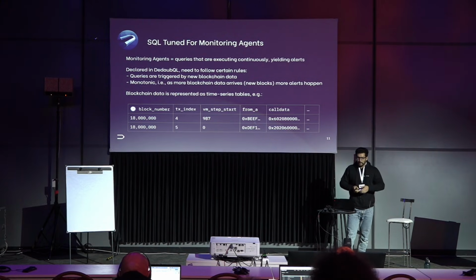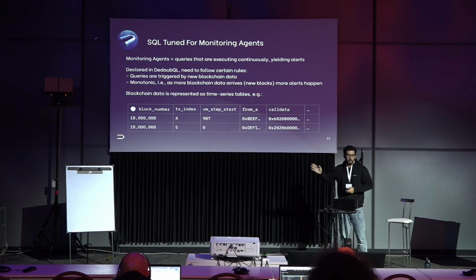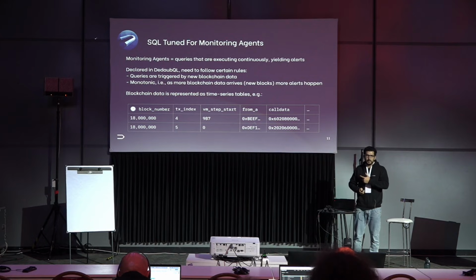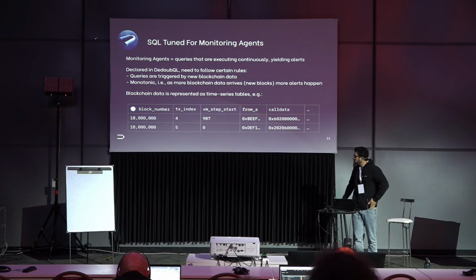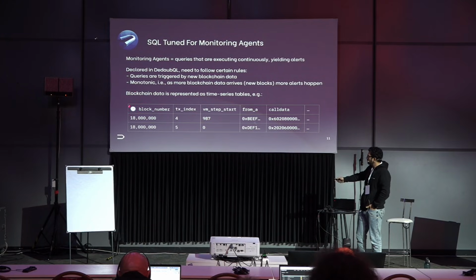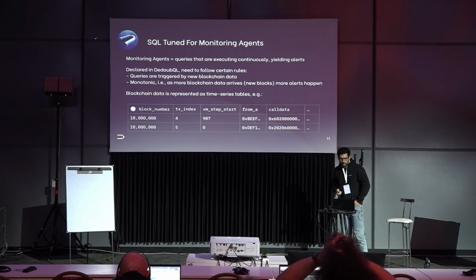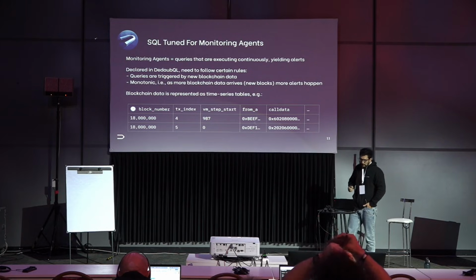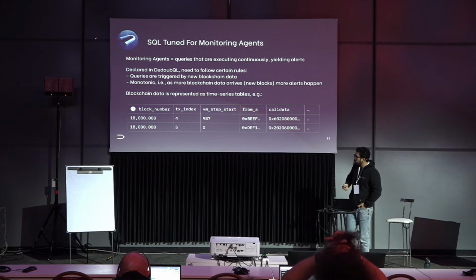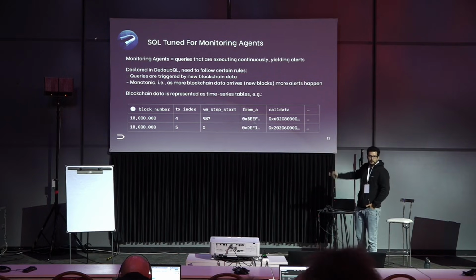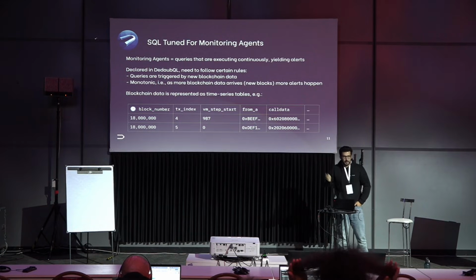Now, blockchain data in our schema is represented as time series tables. So here's an example of a blockchain table that we have. This is called transaction detail. And we have, for instance, three time series columns over here. We've got the block number, the index within the block number, and the VM step, which I'll show you what VM step is in the next slide. And then there's the rest of the data associated, in this case, with a particular EVM stack frame. So call data, return data, and various other things.